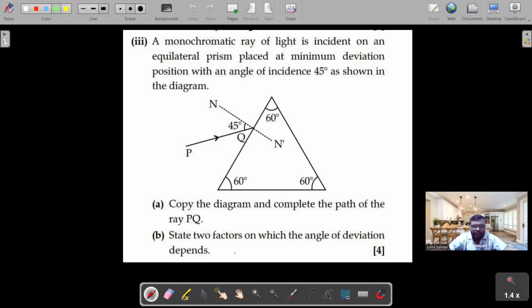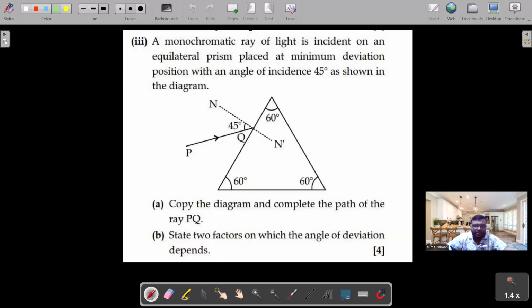A monochromatic ray of light is incident on an equilateral prism placed at minimum deviation position with an angle of incidence 45 degree as shown in the diagram. This is the diagram. Copy the diagram and complete the path of ray PQ. State two factors on which the angle of deviation depends. So now we will proceed for the solution.